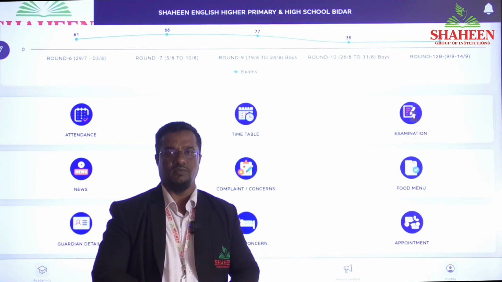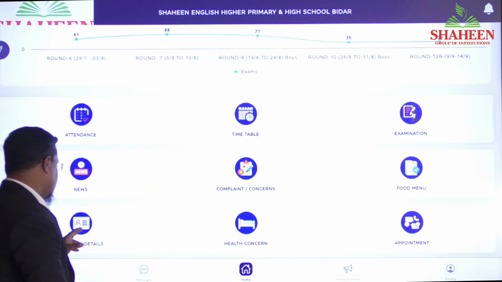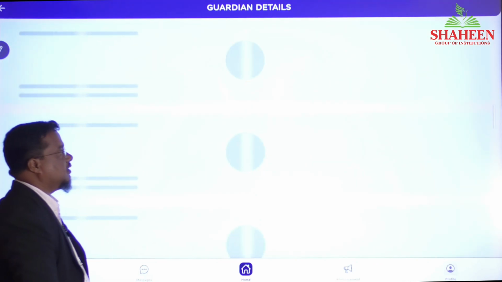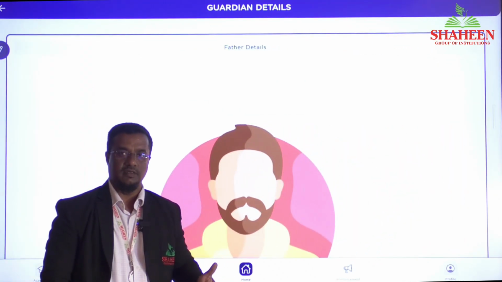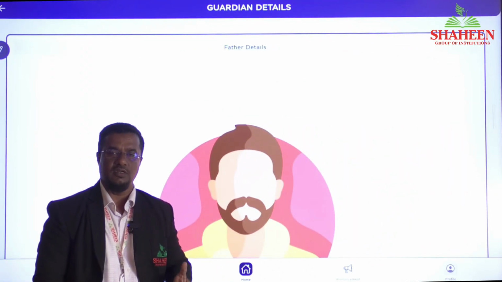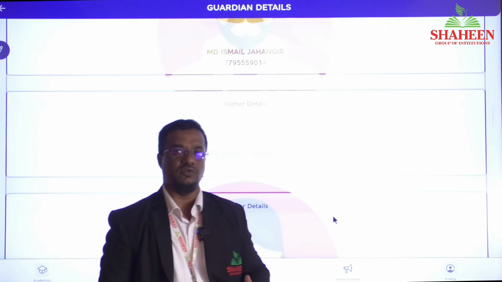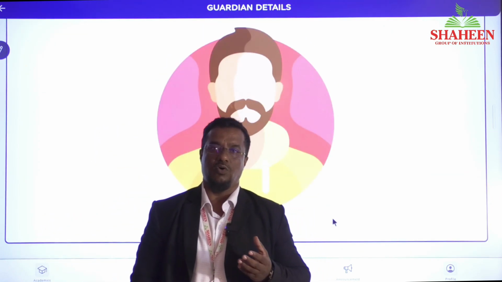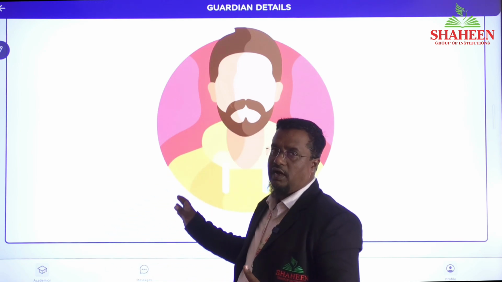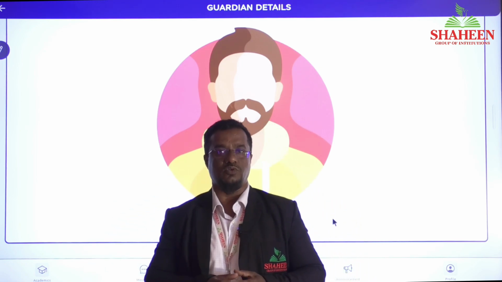Heading to the next module of ours, we can find the guardian details. Here the details of the father, mother and the guardian will be mentioned along with the name and contact number. Make sure that whenever you come to receive your child, only the people who have been mentioned in the guardian details will be allowed to receive the child.